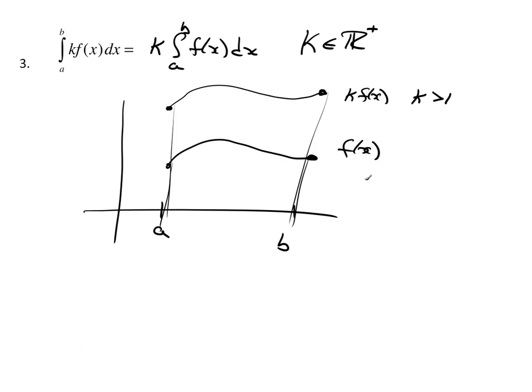Now, on the other hand, if 0 is less than k, which is less than 1, then this function is going to be shorter, because every value in here would be multiplied by a fraction between 0 and 1, so it would be reduced by that amount. Either way, intuitively, it seems to make sense that if I can find the integral of f of x, find out the area under the curve, then simply multiply it by k. That's going to give me the total area under the curve of k times f of x.